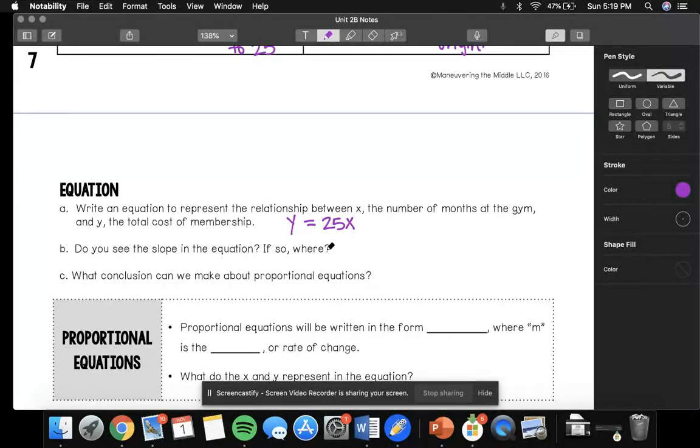Part B says, do you see the slope in the equation? If so, where? Well, it's right there, so yes. And it looks like it's being multiplied by x, or our input. What conclusion can we make about proportional equations? Well, it's going to be y equals our slope times x.